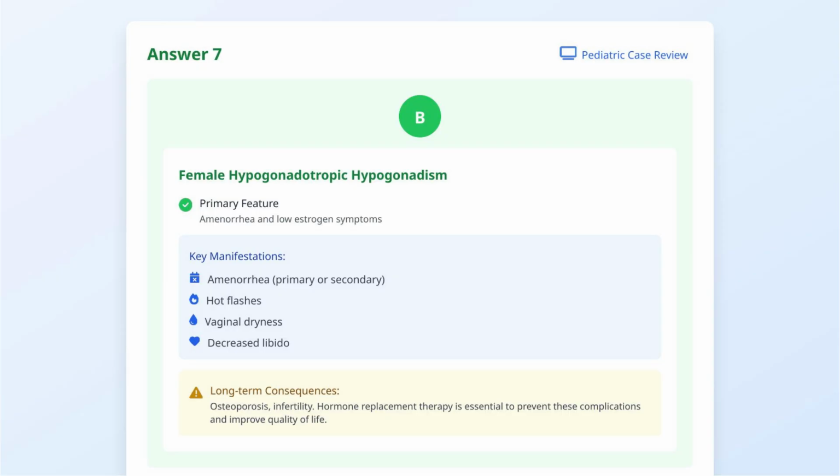Luteinizing hormone and follicle-stimulating hormone deficiency in women causes amenorrhea and estrogen deficiency symptoms, including hot flashes, vaginal dryness, and decreased libido. Long-term consequences include accelerated bone loss leading to osteoporosis and infertility. Hormone replacement therapy is essential to prevent these complications and improve quality of life.